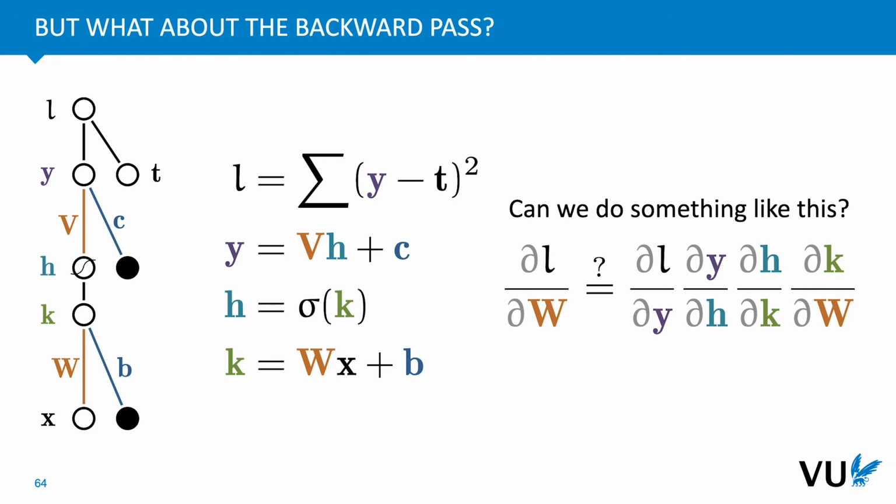So the question is, can we do something like this? Can we take the derivative that we're interested in, the derivative of the loss over the whole weight matrix W, and break it up into smaller derivatives that are also matrices and vectors, which we can then combine perhaps by matrix multiplications instead of scalar multiplications. Note that we're abusing notation here a little bit.